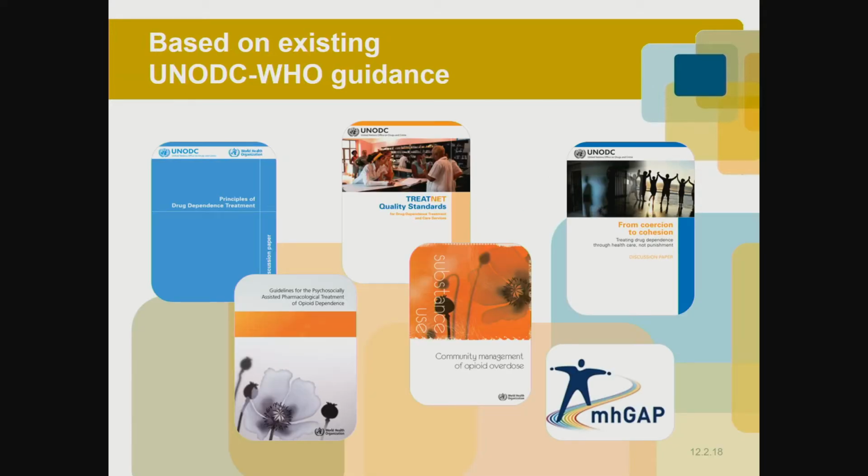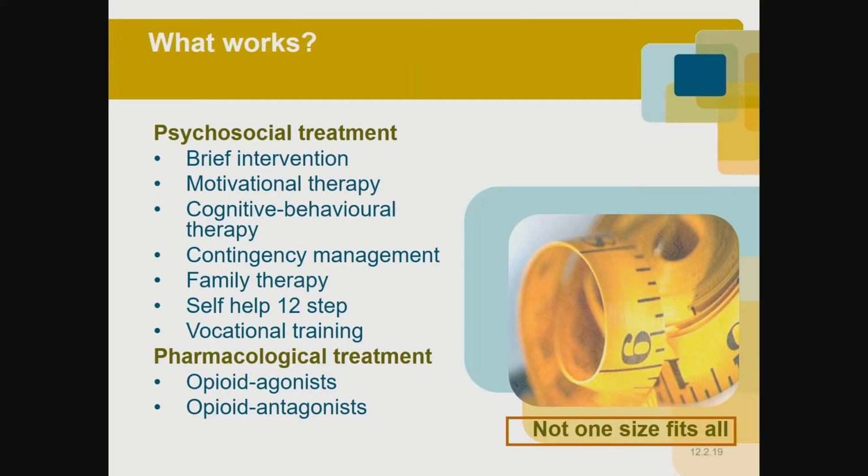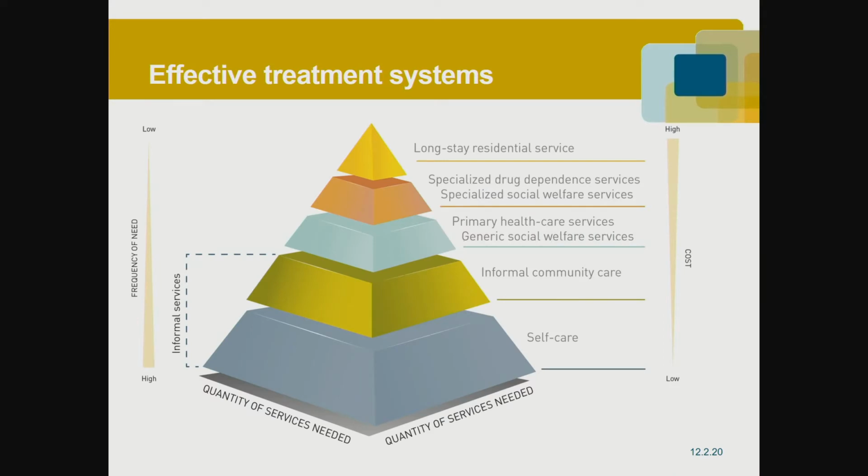So we looked into previous documents developed by both organizations jointly or separately, such as the principles document, the document from coercion to cohesion, the international guidelines developed by WHO for pharmacological treatment, for management of overdose, and the mhGAP. Based on all these documents, we came to the development of the standards. Another important thing was to think, okay, what really works? What are the therapeutic interventions that are really effective, that have scientific evidence that they work? Basically they are in this list, always with the premise that not all treatment formulas work for all patients. We need to personalize the treatment services.